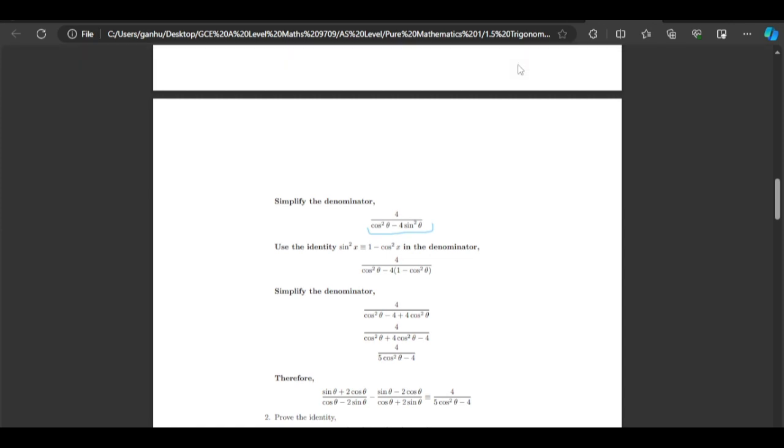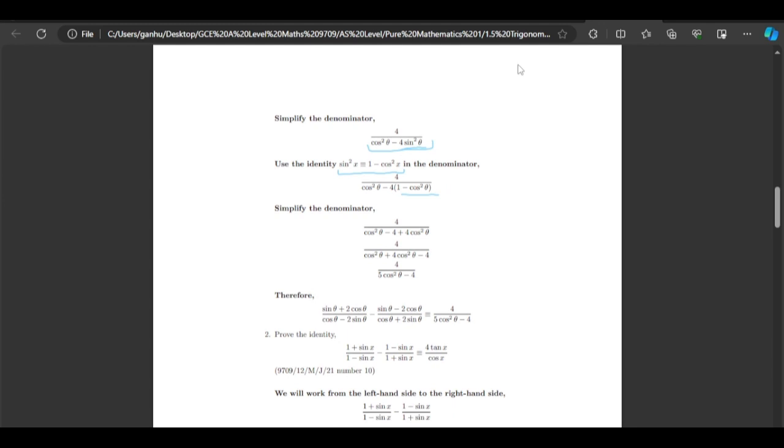And now we rewrite sine squared theta in terms of cos squared theta using the identity sine squared x is identical to 1 minus cos squared x. So that becomes cos squared theta minus 4 times (1 minus cos squared theta). And we should be able to simplify and get back the right hand side, and so we have proved our identity. So as you can see, the general principle here is that on our left hand side we had two fractions which we combined into one fraction, and we continued to simplify until we got to the right hand side.